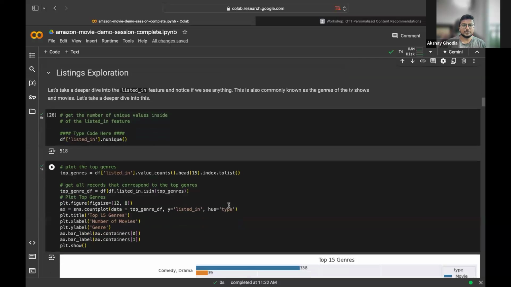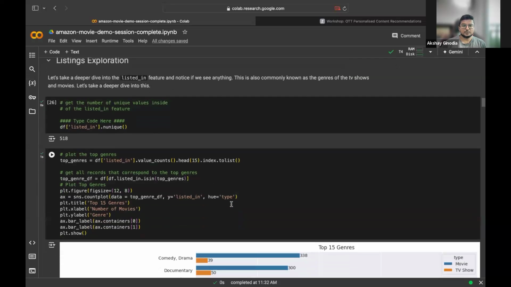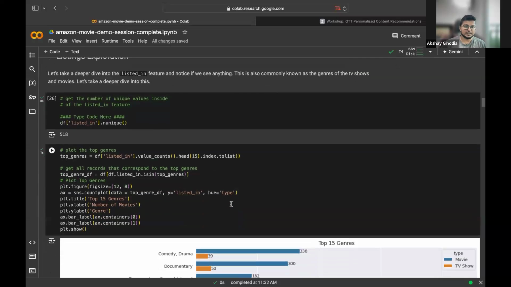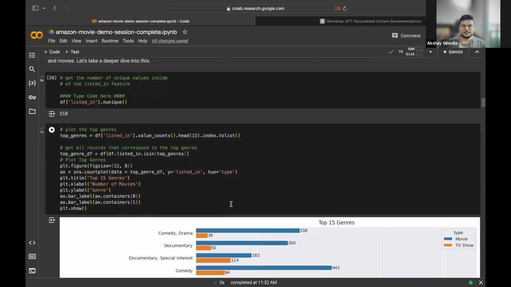All right. Now we are going to go into genres and what kind of movies there are: comedy, drama, documentary, and so on. Right? We are going to take a look at it.